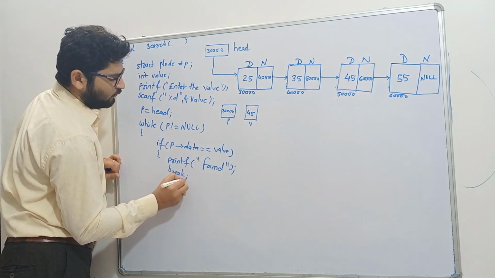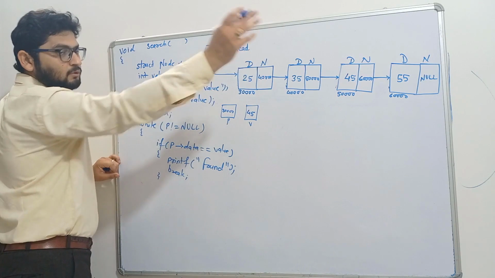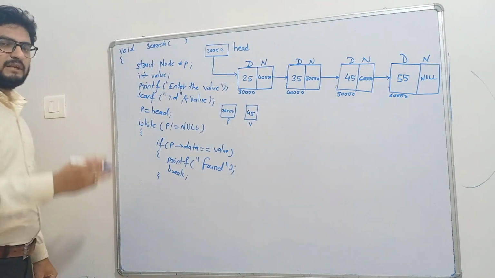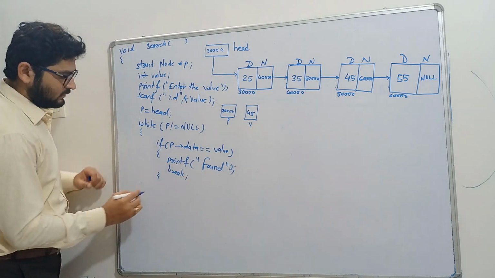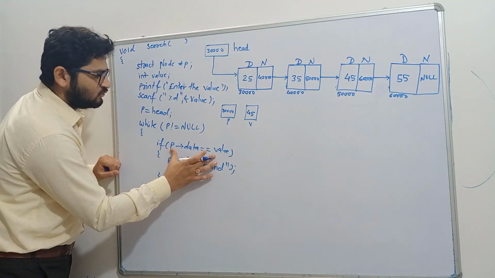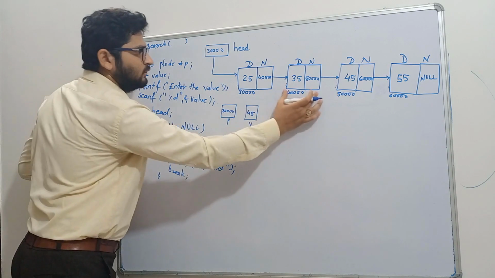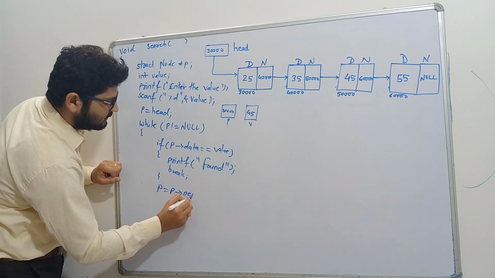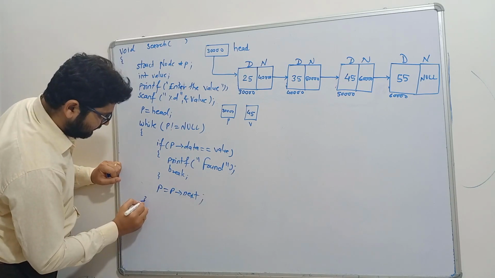Why break? Because we don't want to search the remaining nodes. As the value which we are looking for is already found, we don't want to search the remaining nodes. That's why we have used break over there. But if this data is not equal to value, then p should point to the next node. So that's why p equal to p arrow next.